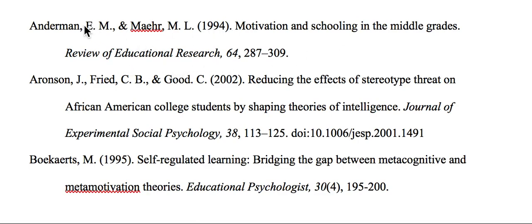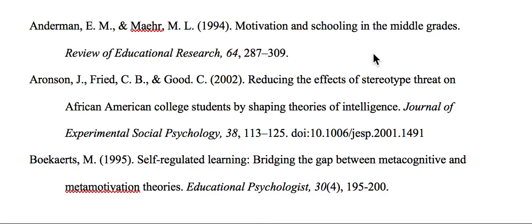Okay, and then once you have your authors, the year in parentheses, and then the title, you need to put the name of the journal. So the name of the journal and the volume number. See here, there are volumes in these two, but in this last one, there's a volume and an issue number. But you see the names of the journals and the volume number each time are italicized.